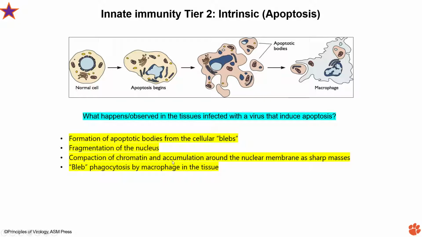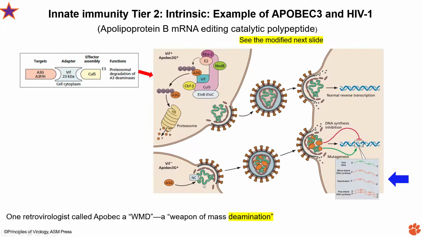So the only thing that is not shown is the compaction of chromatin and accumulation around the nuclear membrane, which you just really cannot see very clearly. Well, probably that's what it is. See right here, this is the chromatin and the compaction is happening, and this is all of the compaction. That's probably what the picture says. But just know that these things are happening in apoptosis.